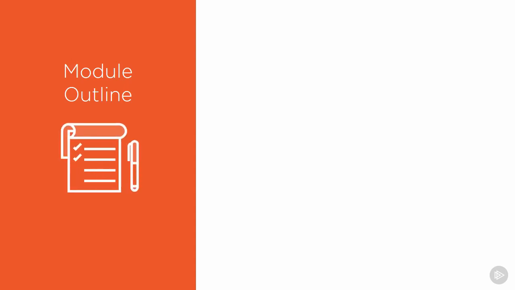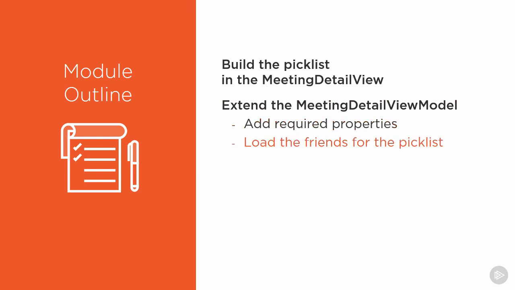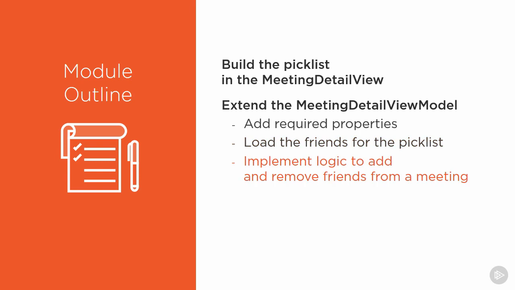You will learn in this module how to build the pick list in the meeting detail view, and then you will extend the meeting detail view model. You will add the required properties to the meeting detail view model, and you will load the friends for the pick list in the meeting detail view model, and you will also implement the logic to add and remove friends from a meeting. After you are done with this, the meeting detail view and the meeting detail view model are complete.